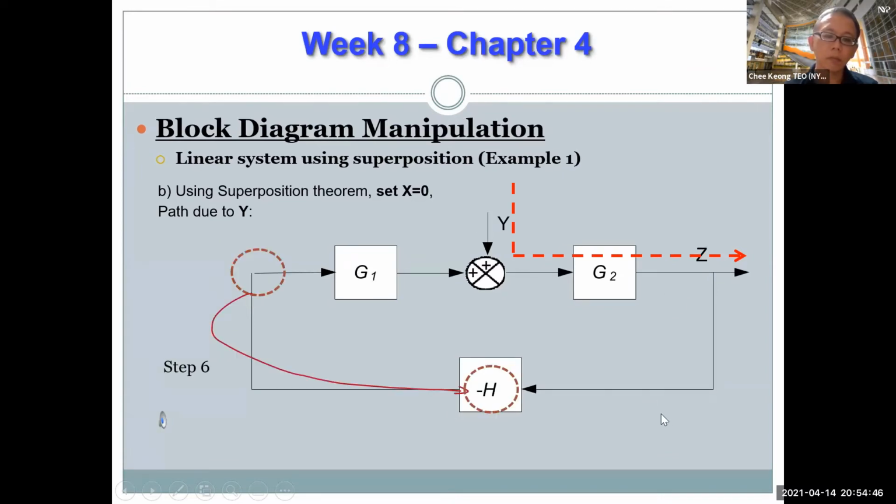Moving from step 5 to step 6. We can remove the summing node since X is already set to 0. One thing to take care is since H is a negative input to the summing node, we must insert the minus sign to the H block when removing the summing block. So basically, we try to remove the summing node, but because this is a negative feedback, there's a negative sign involved. So we cannot just remove it. Basically, we got to add the sign in first before removing it, so that it still has a negative feedback to this G1 itself, right?